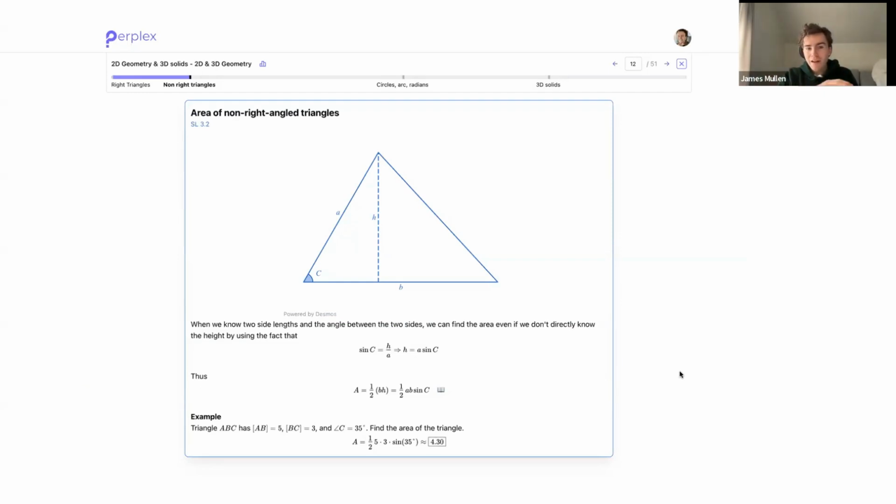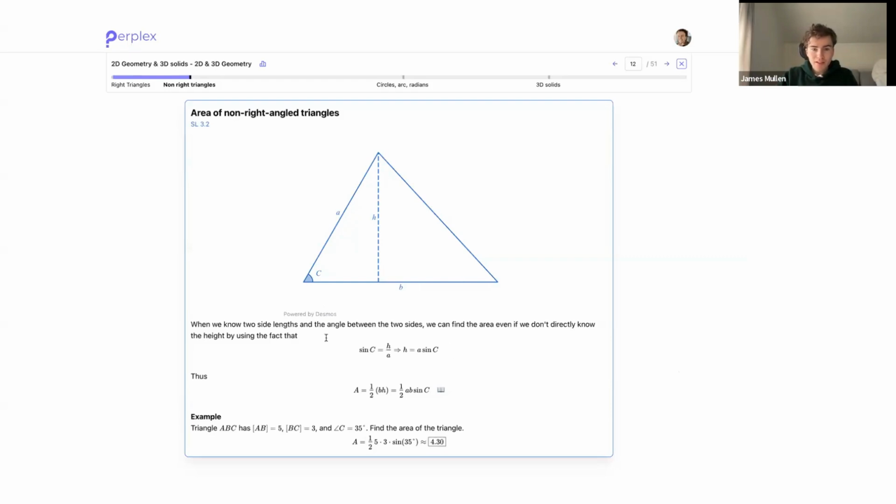So let's talk about the area of a non-right angle triangle. We said earlier that if I have the base of a triangle and its height, I can find its area just by doing half of base times height. But in general, I'm not going to know the height in triangles. It's much more common to know the side lengths, all right?